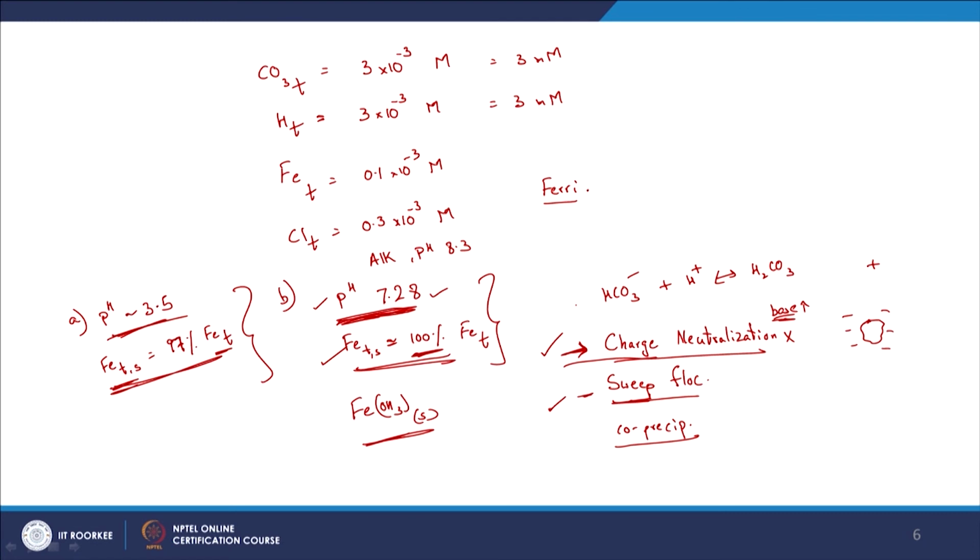So obviously for this particular scenario you would not add the base, but maybe if the pH was very low, you can consider that particular addition of the base.